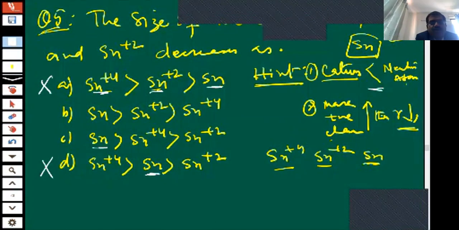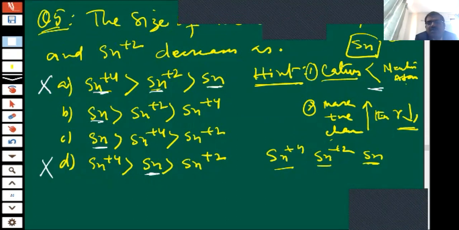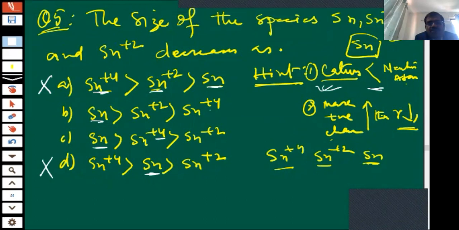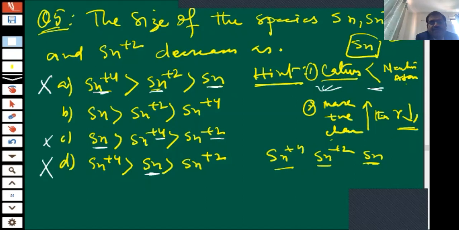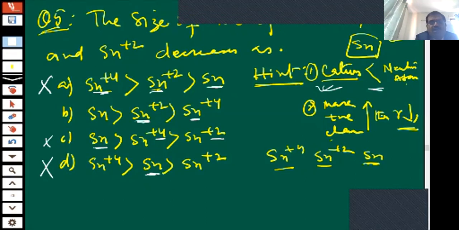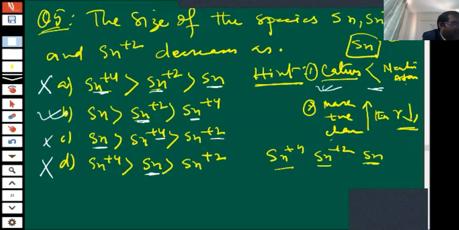In one option, the normal atom is bigger than the cation. But see what mistake has been made. The first point is clear, but in the second point, you have to think that more positive charge will be smaller. Here they are saying less positive charge is smaller, so this option is wrong. So option B is correct: the normal atom is bigger than the cations, and among cations, the one with more positive charge is the smallest. Option B, children.